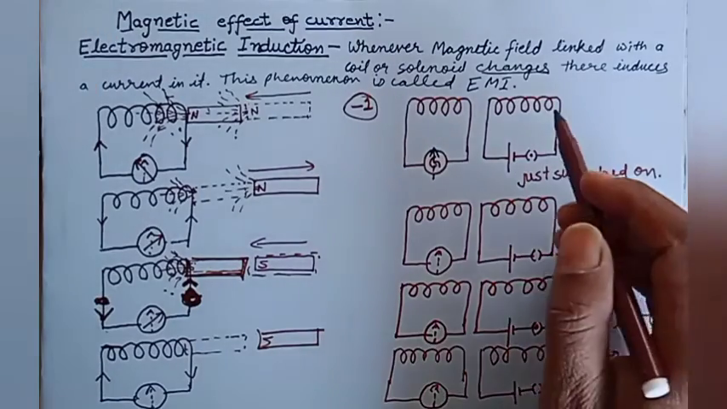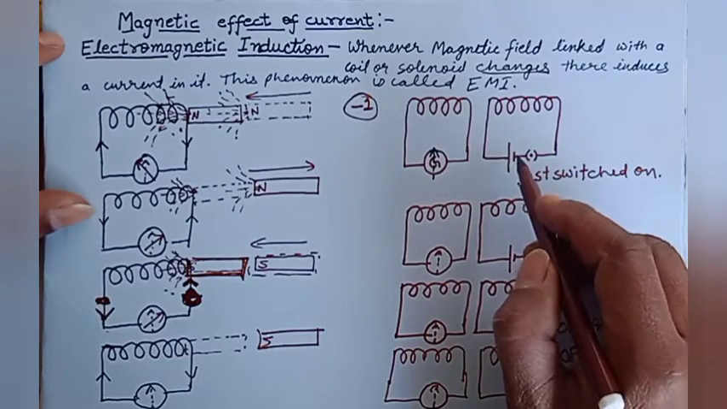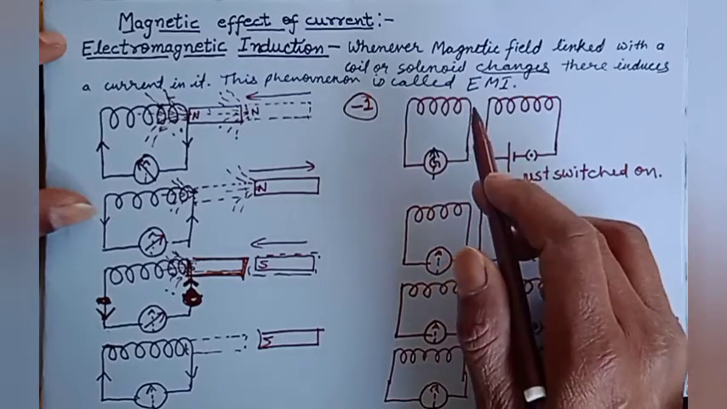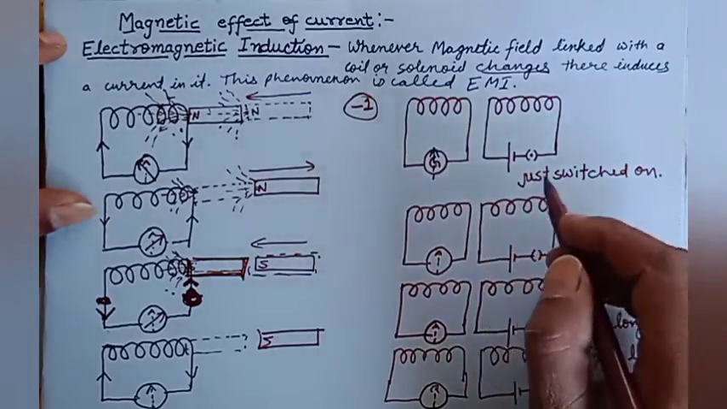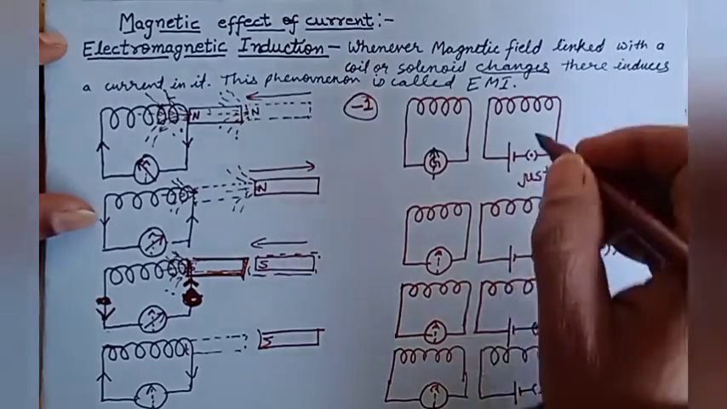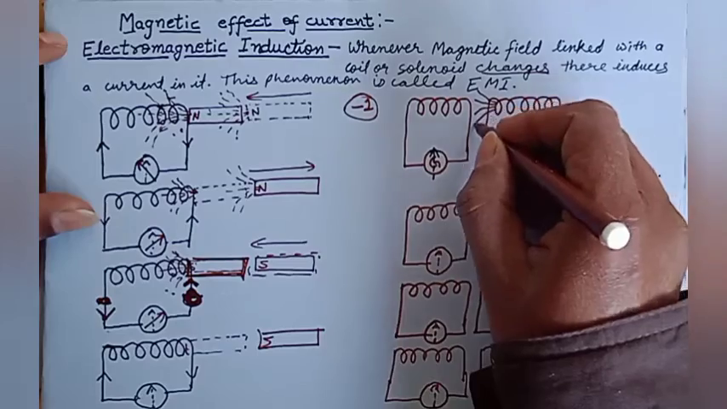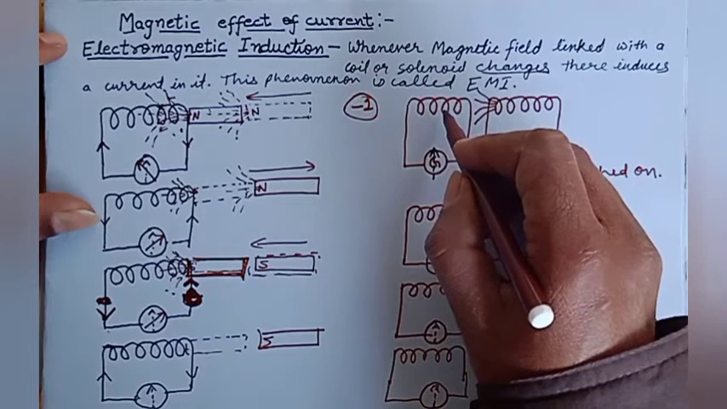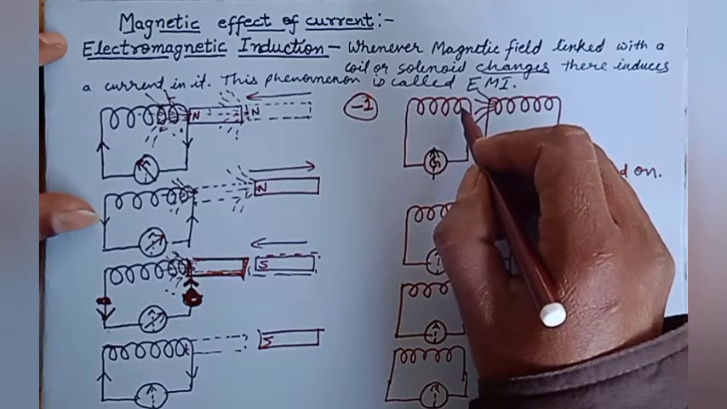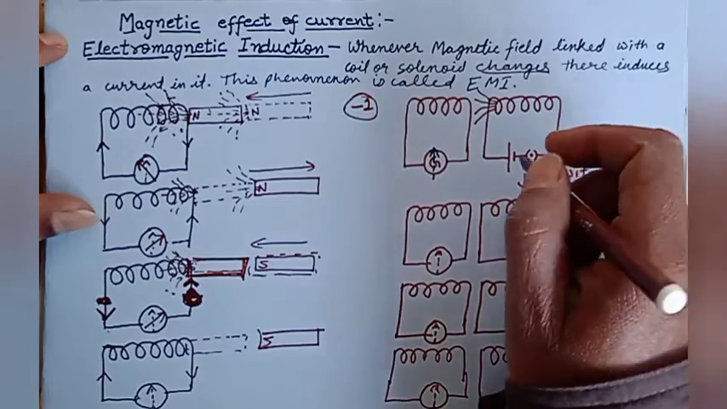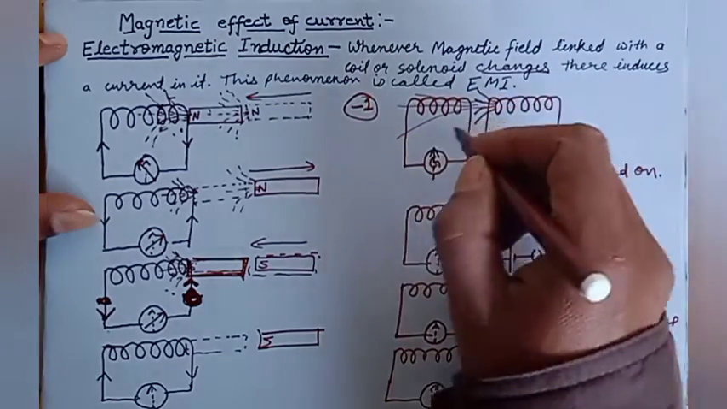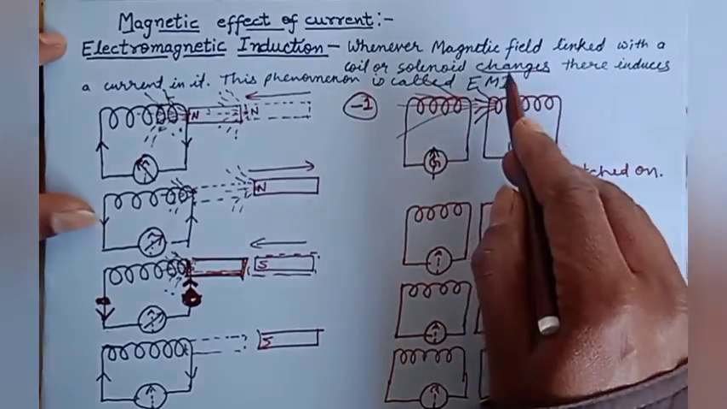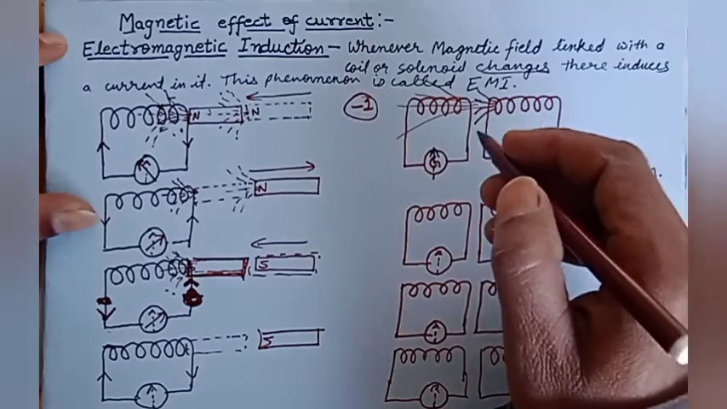So now, there are two coils, one which is connected to a direct current source and the other which has no current source, just a closed circuit connected with a galvanometer. When we just switch it on, a magnetic field develops which increases from zero to its maximum value. Earlier there was zero magnetic field in this solenoid too. But when we have just switched it on, magnetic field lines start crossing through this solenoid also. And as the magnetic field linked with the solenoid changes, some current is induced.